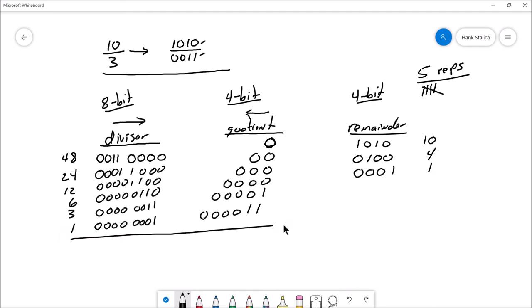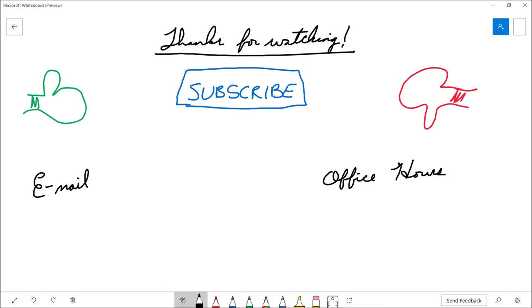So what are we left with? What's in the quotient register? 3. What's in the remainder register? 1. 10 divided by 3 is what? 3, remainder 1. Okay, so that's going to bring this video to a close.